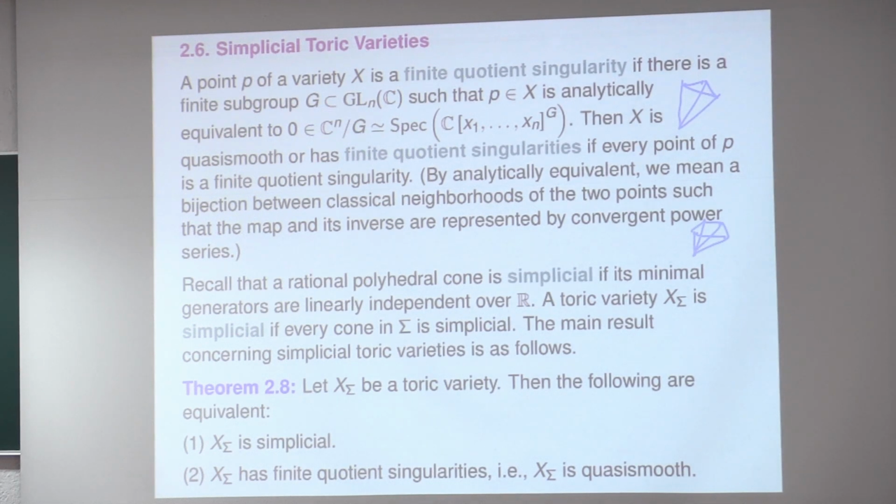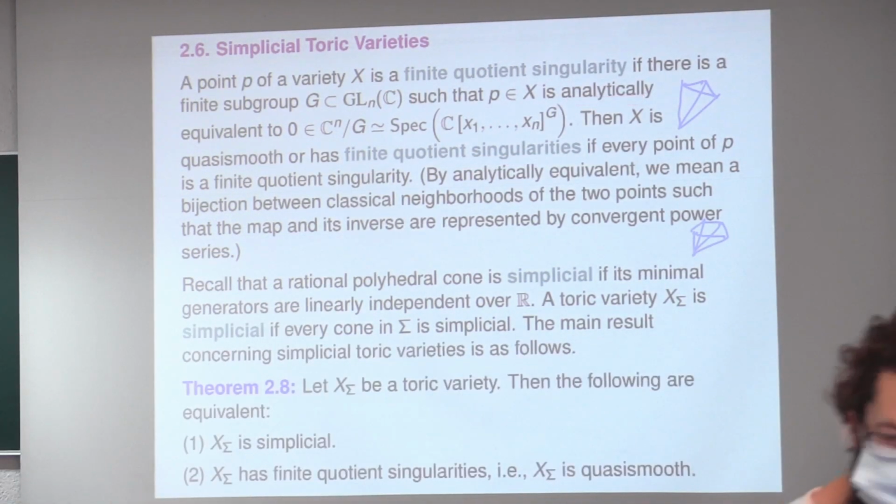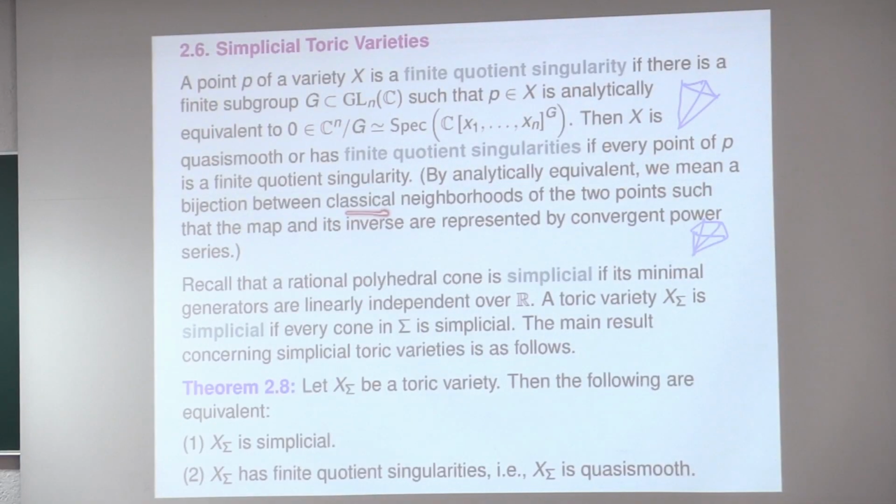So if P on X looks like 0 on this quotient, then we say that it's a finite quotient singularity. And again, the word analytically over here means that we have neighborhoods in the complex topology such that you have a bijection that is given in both directions by convergent power series.